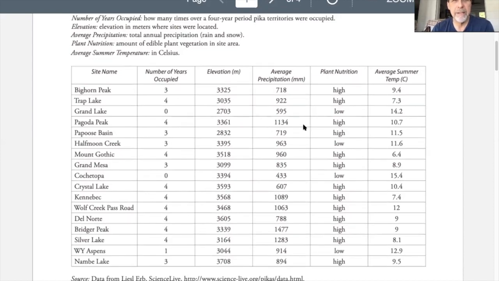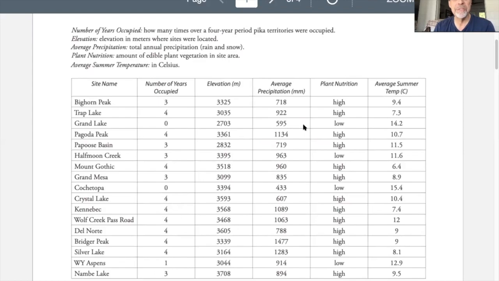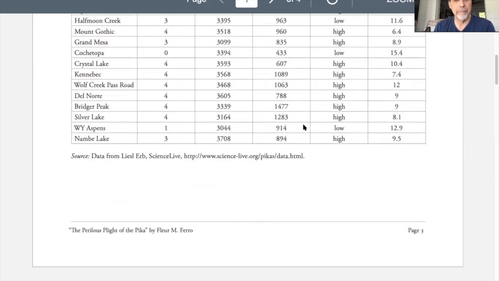Now, here's your big hint for this project. Always graph years occupied on the x-axis and pick some of these other things to graph on the y-axis. So years occupied on the x-axis, then pick 2 of the others and graph them on the y-axis. The site name means nothing because it doesn't mean anything to me. Does it mean anything to you? No, I don't think it even means anything to the Pika. So what you want to do is pick 2 of these variables and look at them.